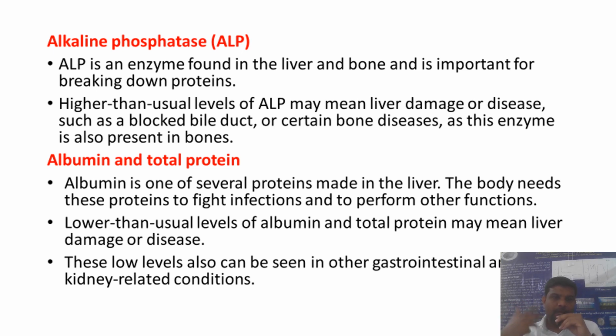On the other hand, albumin as well as the other kinds of protein are inclusively called total protein. Albumin is one of several proteins made in the liver. The body needs these proteins to fight infection and to form other functional proteins such as immunoglobulins, etc. Lower than usual levels of albumin and total protein may mean liver damage or disease. These low levels can also be seen in other gastrointestinal or kidney related conditions. At that time, we won't attribute this to liver damage.